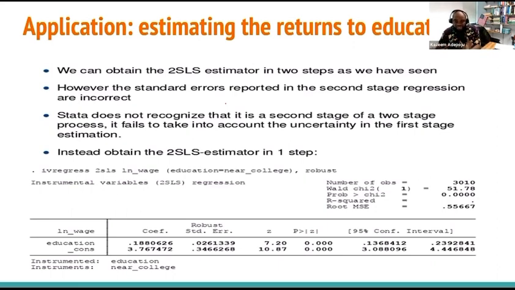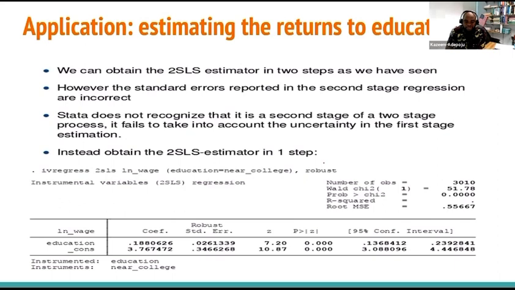It is mathematically proven and statistically observed that the standard error will be inaccurate. And in order for us to correct that, Stata does not recognize that it's the second stage of a two-stage process, so it fails to take into account the first stage estimation. Instead, we can actually use one step for 2SLS. And how is that going to happen? How is it going to happen in Stata?